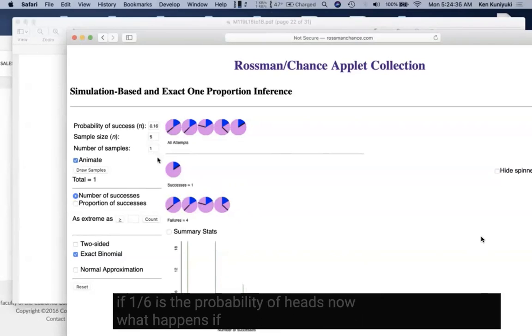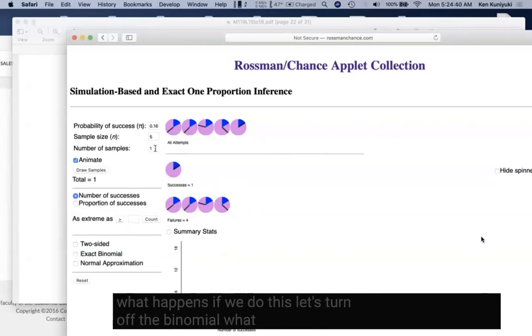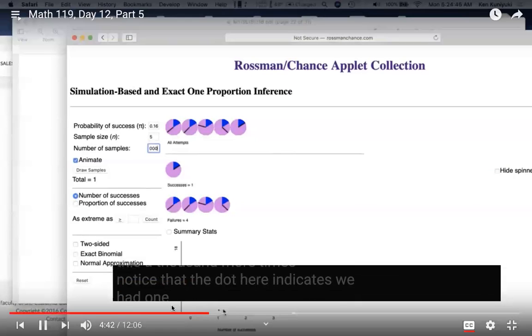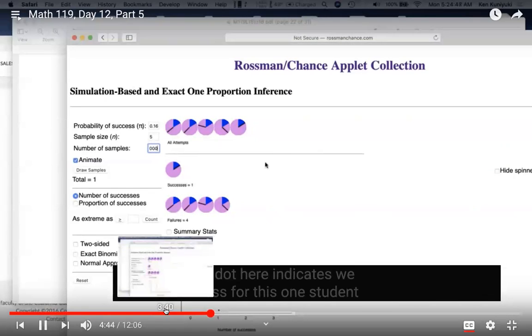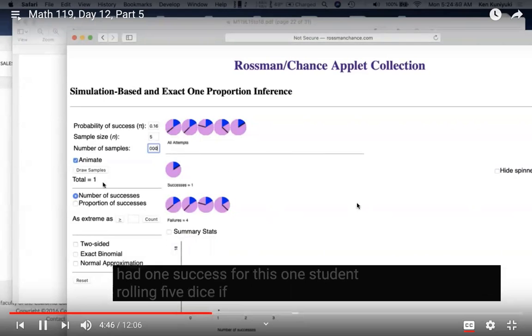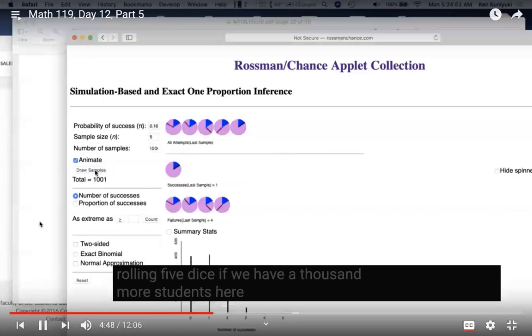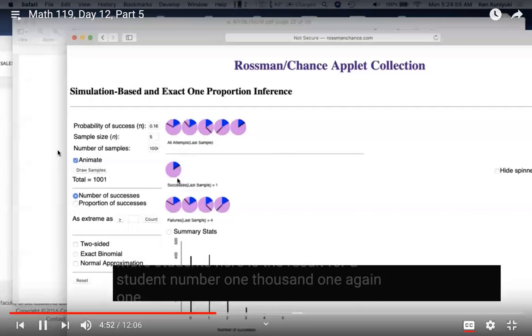Now, what happens if we do this, let's turn off the binomial. Let's say that we do this 1,000 more times. Notice that the dot here indicates we had one success for this one student rolling 5 dice. If we have 1,000 more students, here was the result for student number 1001. Again, one success.